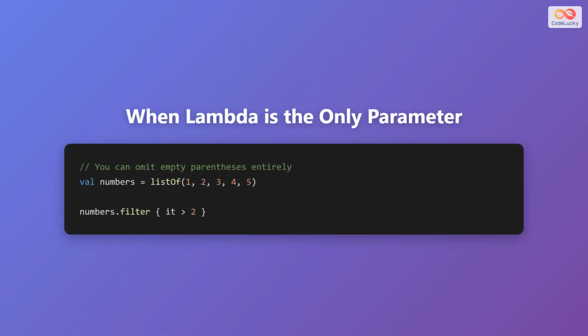When the lambda is the only parameter, you can take it even further and omit the empty parentheses entirely. Here you see a filter operation on a list of numbers. Instead of writing filter with empty parentheses and then the lambda, you simply write filter followed immediately by the lambda block. No parentheses needed at all. This makes the code extremely concise and readable.